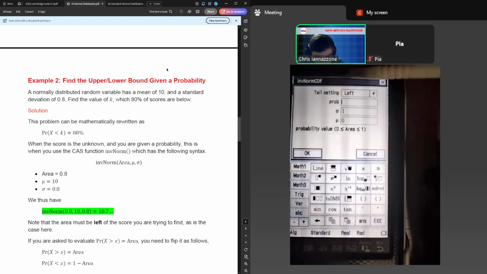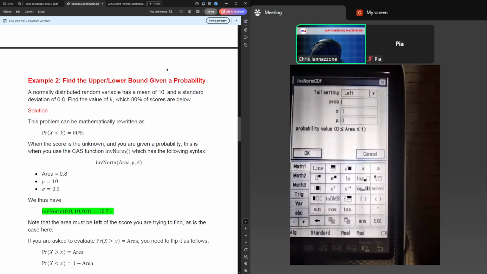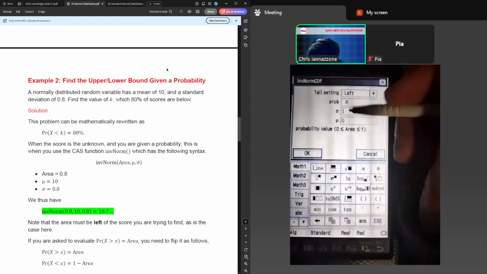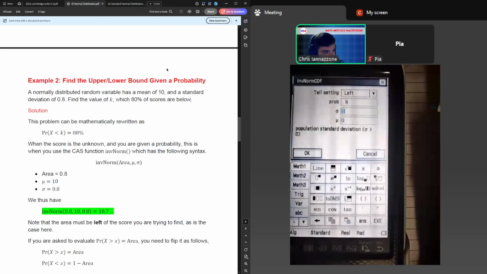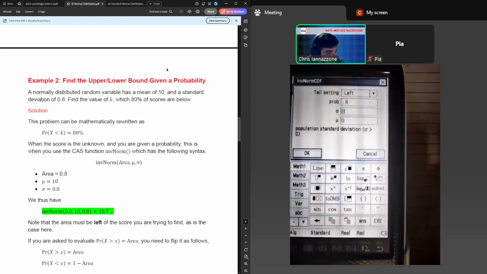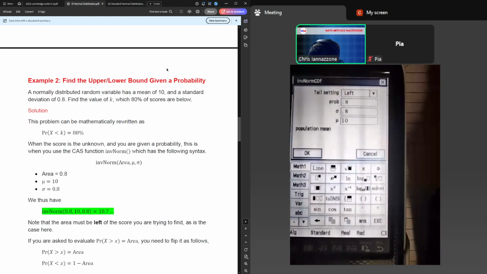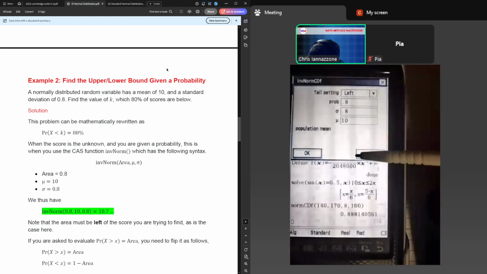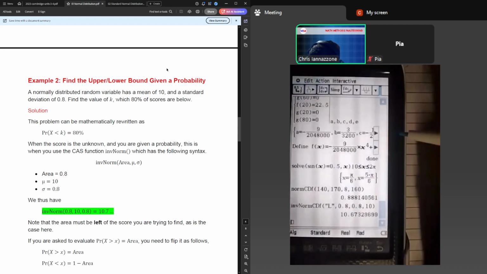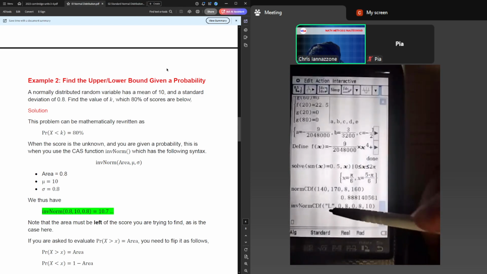So if we're saying it's left, then you're going to use that probability of 0.8. Right, it's that total area that we were looking at. We were told the standard deviation is also 0.8. We're told the mean was 10. We hit enter. And that's going to give us the 10.67 that we had from before.